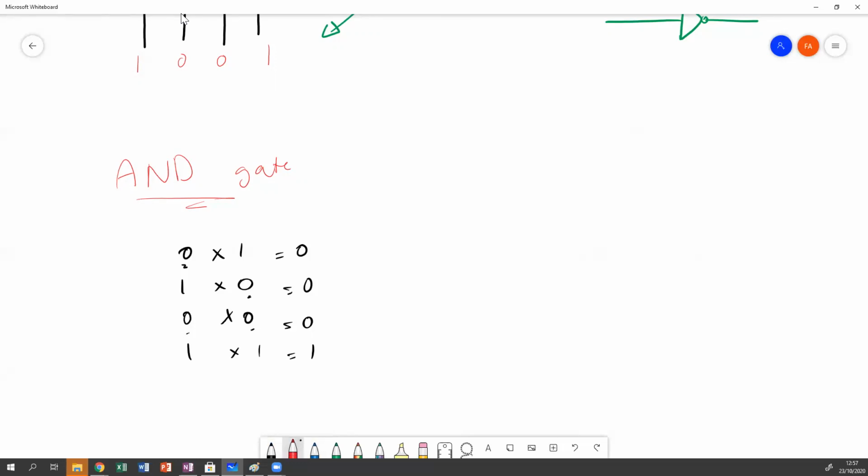What gate do we use? We have a gate, we call it AND. It's an AND logic actually.